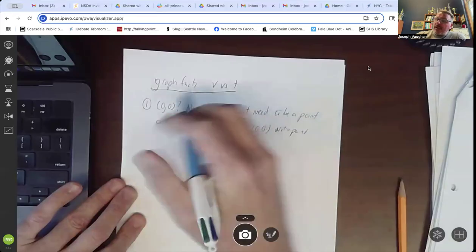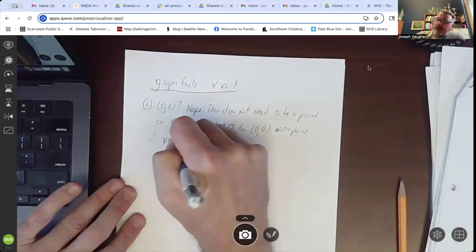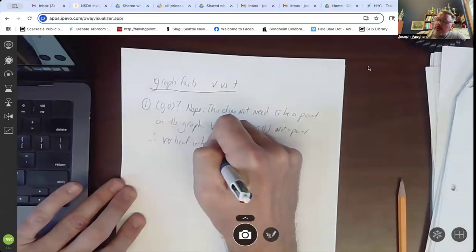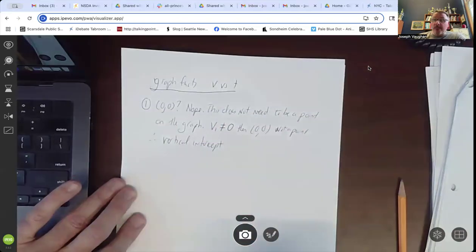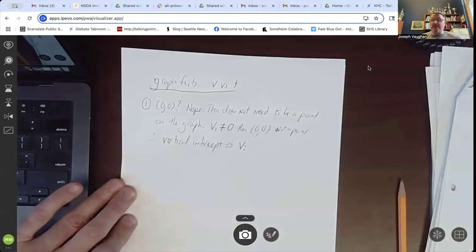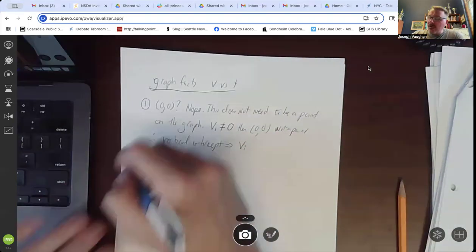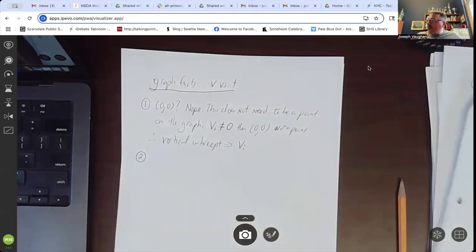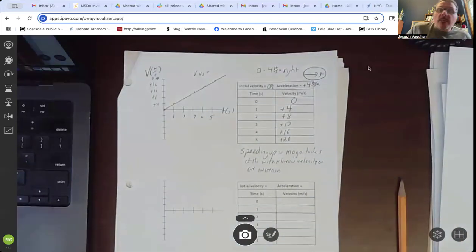Okay? Therefore, what is the vertical intercept? When time is equal to 0, the vertical intercept is the initial velocity. So there's our first graph fact. Cool. So then the second question I always ask, what's the value of that slope? Stop the video, find the slope.